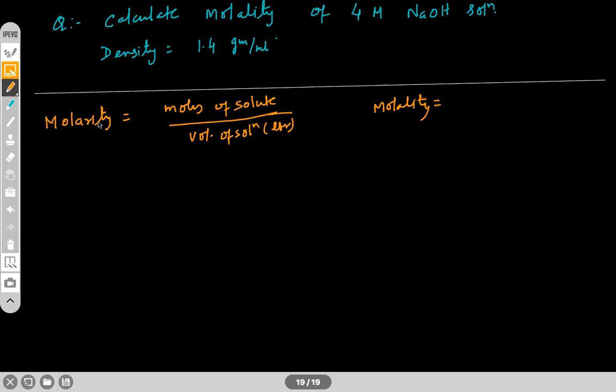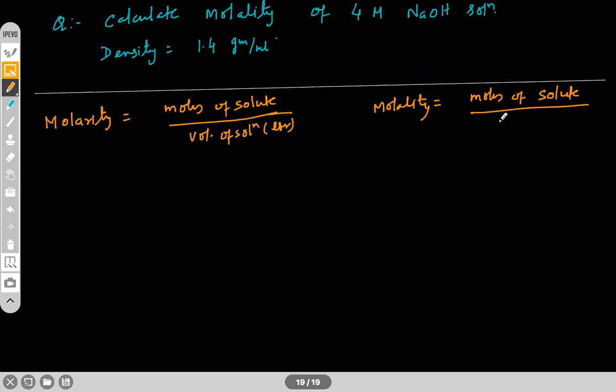First of all, we know the formula of molarity is this. Molality is again moles of solute divided by the mass of solvent. Solvent I'll write down only in kg. Unit is also very important here.